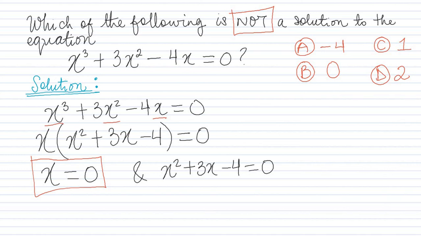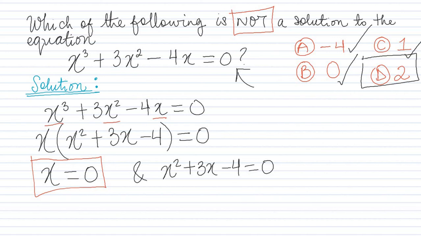Which of the following is not a solution? What is not a solution is what is not a value of x. We know we have negative 4 as a value of x, so this is a solution. We have positive 1 as a value of x, so this is a solution. We have x equals 0, so this is a solution. Therefore, D is the answer. D equals 2, because we did not have 2 as a solution to this polynomial, so hence D is not a solution.